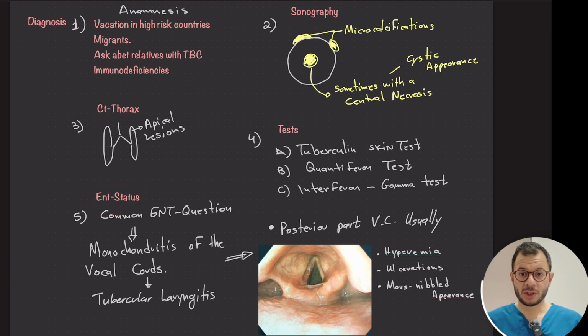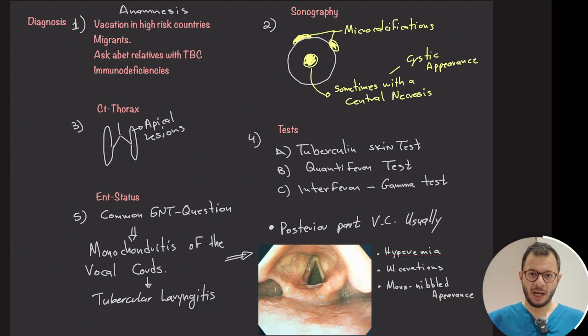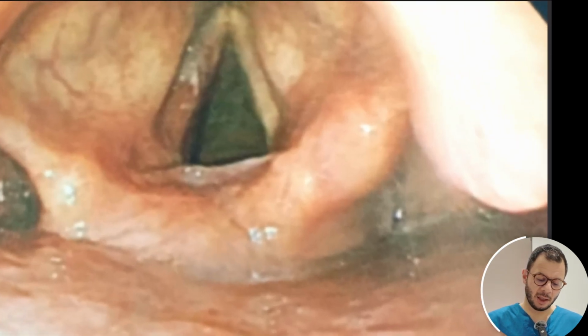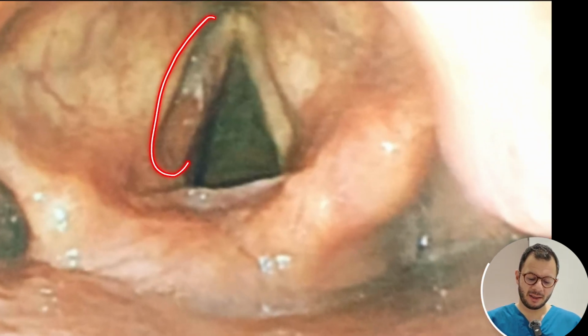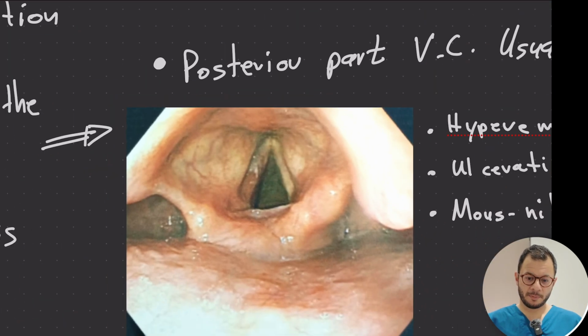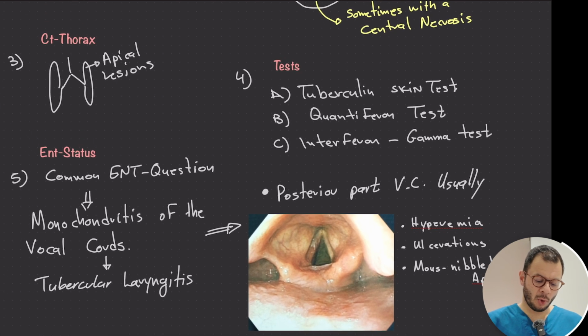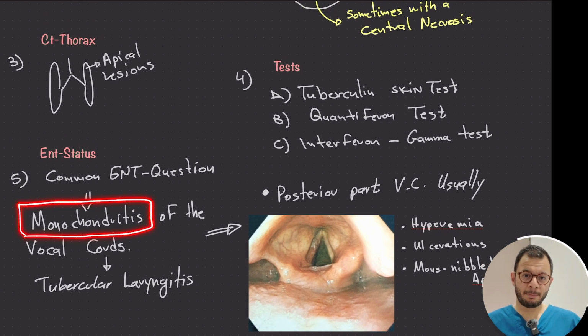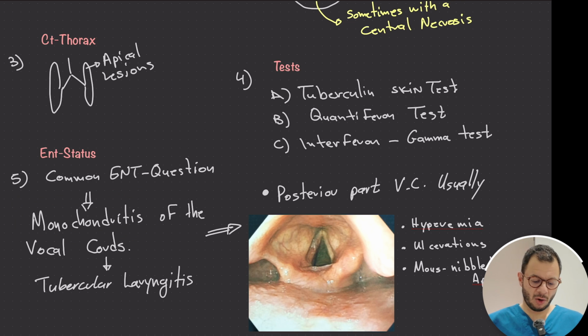A very high-yield question that comes often in exams will be: a patient with hoarseness of voice comes to your practice. He's a migrant and he has had hoarseness for about a month now. You do an endoscopic examination and then you see this finding. One vocal cord is affected and the arytenoid region on the same side is swollen. This is called monochorditis, and it's a very typical laryngeal manifestation of tuberculosis, also called tubercular laryngitis.